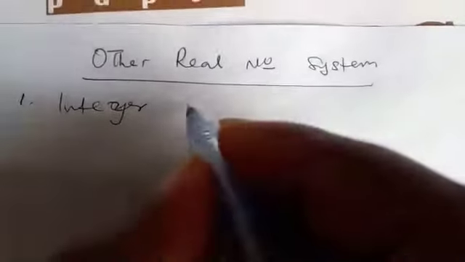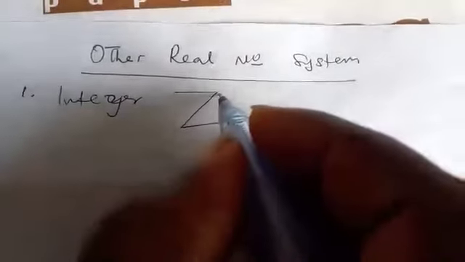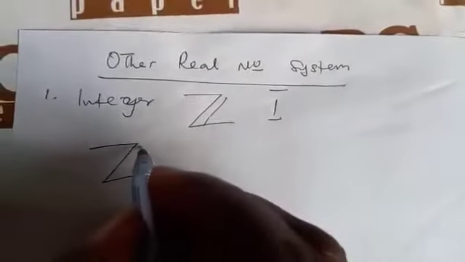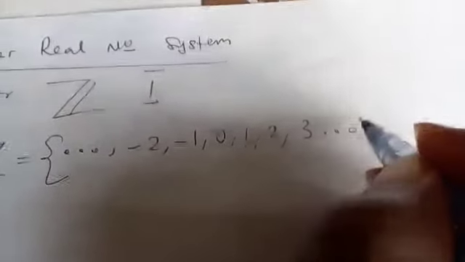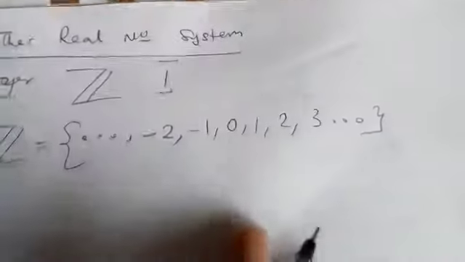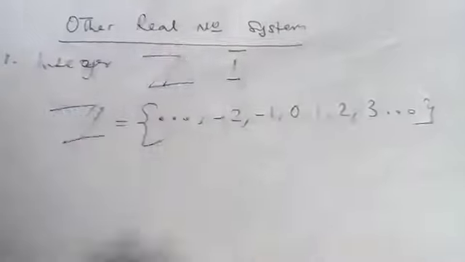So the other real number systems that we want to consider. Number one, we have the integers. Integers are represented by this sign, Z. At times some people represent it by I, but mostly we use Z. This is the set of positive and negative whole numbers, something like this. So this is what we call integers.